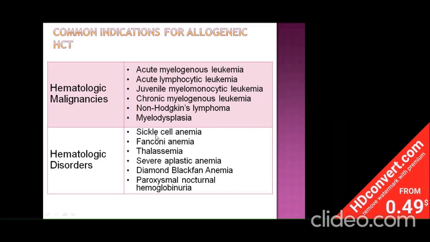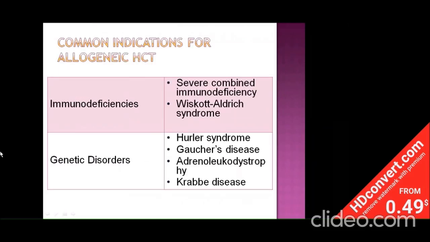In developing countries, especially in our transplant units, we are dealing with sickle cell disease and anemias: Fanconi anemia, thalassemia, aplastic anemia, Diamond-Blackfan anemia, and paroxysmal nocturnal hemoglobinuria. Among these, thalassemia, aplastic anemia and sickle cell are where we see the most patients. And immunodeficiency, the severe combined immunodeficiency and Wiskott-Aldrich syndromes, and sometimes genetic disorders. So these are the main indications for allogeneic transplant.